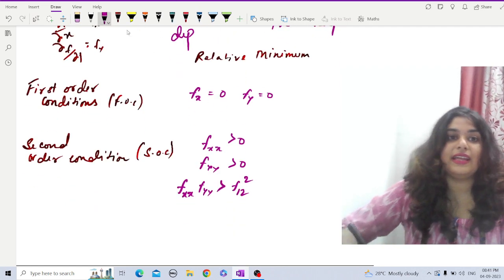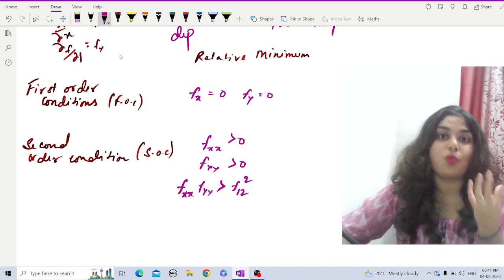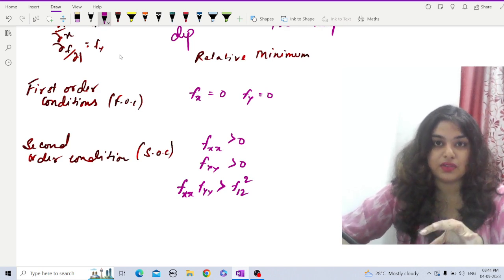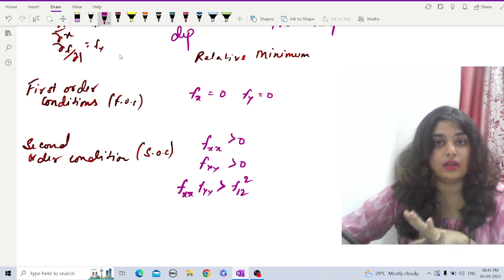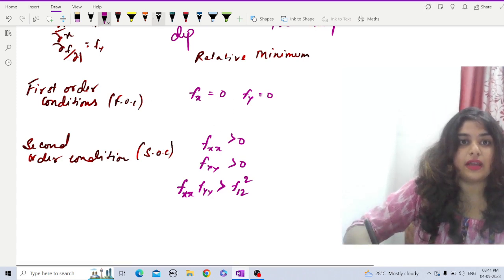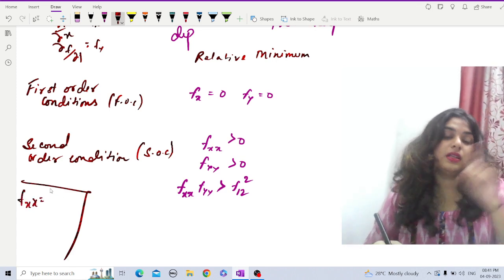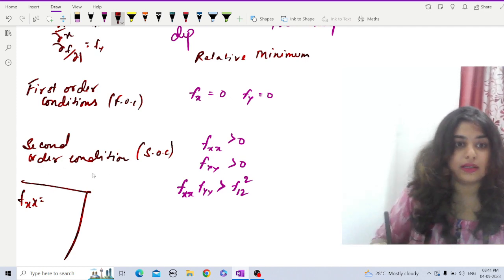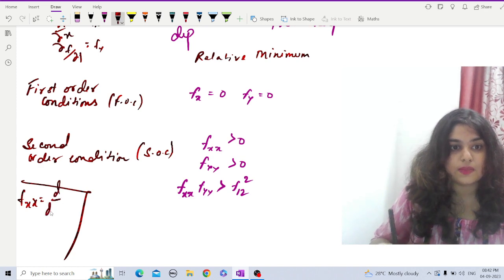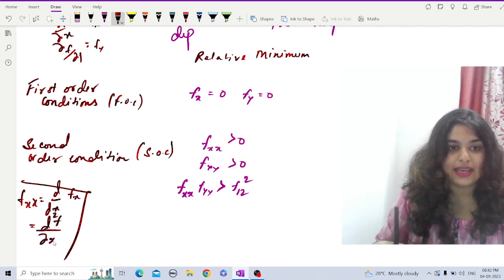Okay, so let us understand another thing. What is fxx? Fx is the first derivative with respect to x. Fy is the first derivative with respect to y. When we take the second derivative with respect to whichever variable, that will be the second order derivative. For example, fxx implies the derivative is taken again with respect to x. That is, we are taking the derivative with respect to x of fx. That is delta 2f by delta x square.